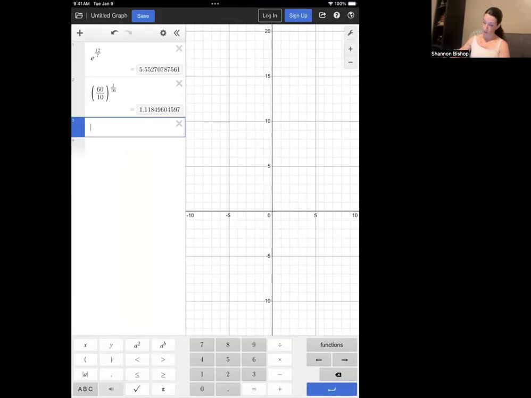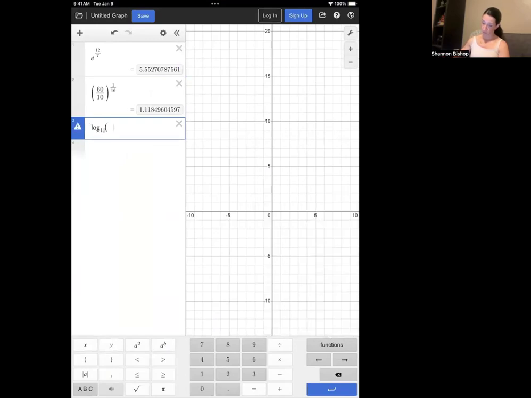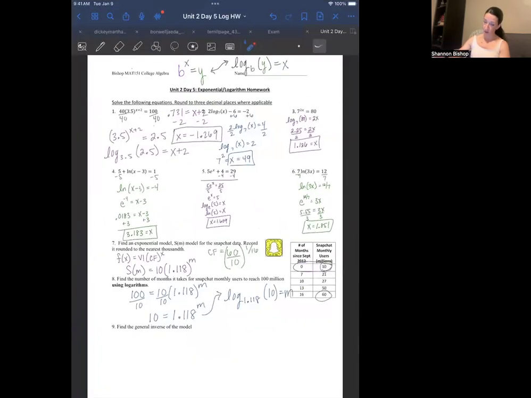So let's go ask Desmos. I need to scroll down to my log base. 1.118 was the base of the log, and the desired result was 10. So here we go, 20.64. It's going to take 20.64 months, specifically months after September of 2012, because that is what the input stood for. So using a logarithm, we can solve for that.